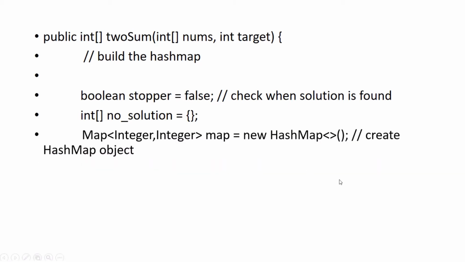So let's see how we build our hash map. How do we build our hash map? We have Map, Integer, Integer, map equals new HashMap. This creates a hash map object with the object name being the small letter map. Now, what does this hash map mean? It means that we have a key-value pair. Both the key and the value are integers. You can check other tutorials about how a hash map works, but this is the implementation of declaring a hash map object.